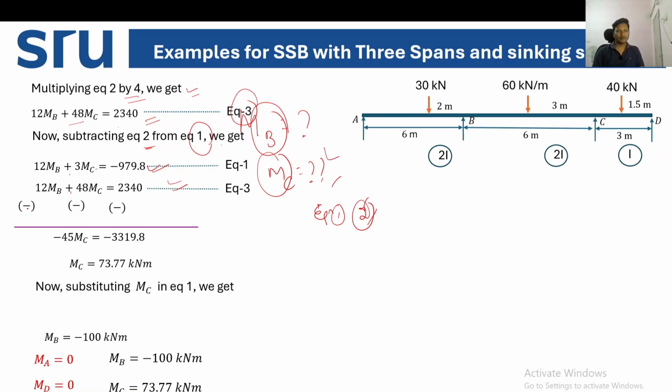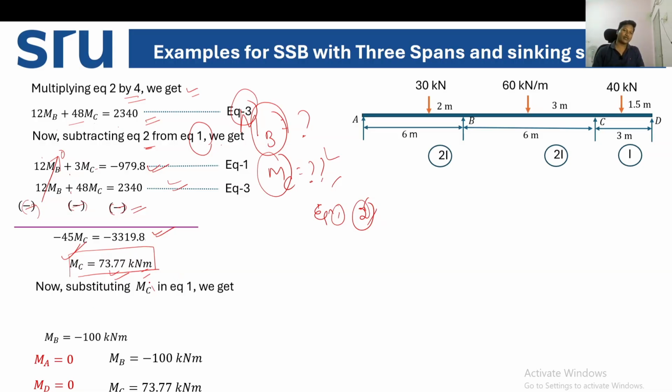Now look, if you subtract this, this will be negative, this will be negative, and this will also be negative. So 12MB minus 12MB cancels out. So 3MC minus 48MC will be minus 45MC, correct? So this will be minus 979.8 minus 2340, and you are getting minus 3319.8. From this you can calculate the value of MC, that is 73.77 kilonewton meter.